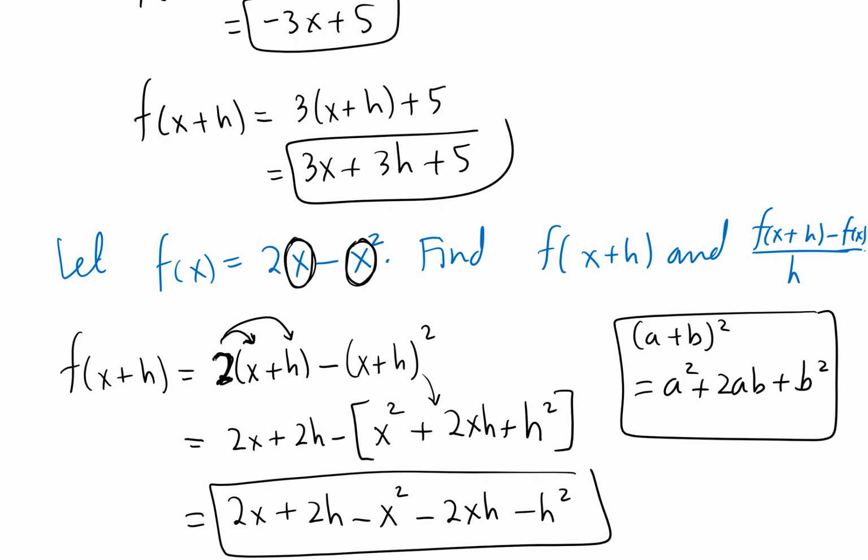And then as a final step, I multiplied this negative. That negative means negative 1. Negative 1 in. Multiply, multiply, multiply. And that's what I got for this one.